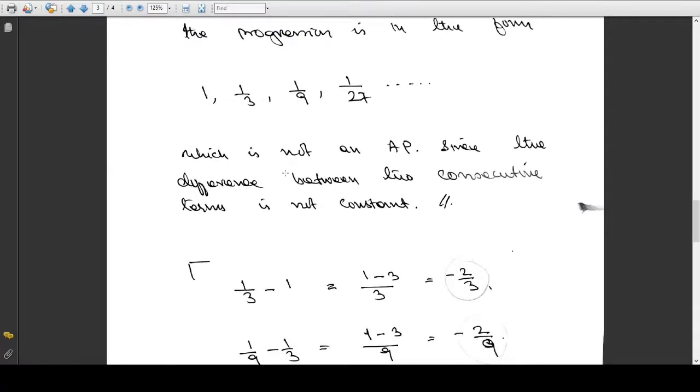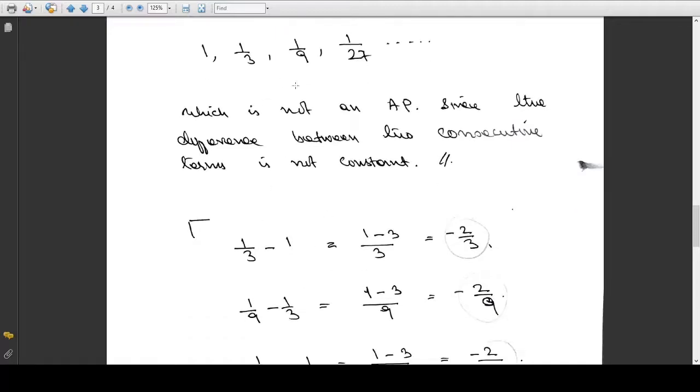See, 1/3 minus 1, the second minus the first. Here the LCM of 3 and 1 is 3. 3 divided by 3 is 1, 1 multiplied by 1 is 1. And then 3 divided by 1 is 3, 3 multiplied by 1 is 3. 1 minus 3, you will get -2/3. So the difference between the first and second term is -2/3.